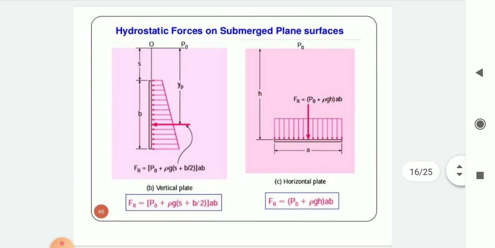Here we can see the vertical plate and the horizontal plate. The resultant force for the vertical plate is P0 plus rho g (s plus b/2) times a b. For the horizontal plate, the resultant force is equal to (P0 plus rho g h) times a b.